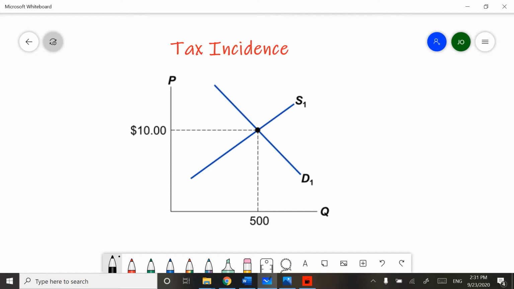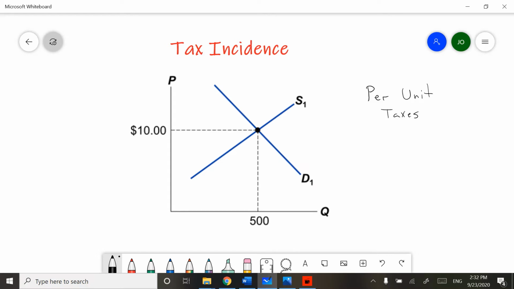Tax incidence refers to the case where a per unit tax is introduced into the market. This per unit tax can be given to the consumers or the suppliers, depending on the situation. However, in either case, both the supplier and the consumer will end up paying a portion of this tax. Hence, the term tax incidence. We want to know how much the consumer pays and how much the supplier pays.